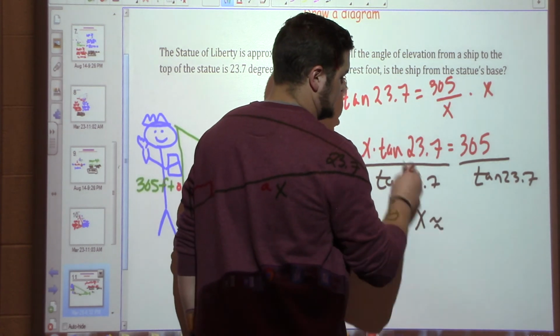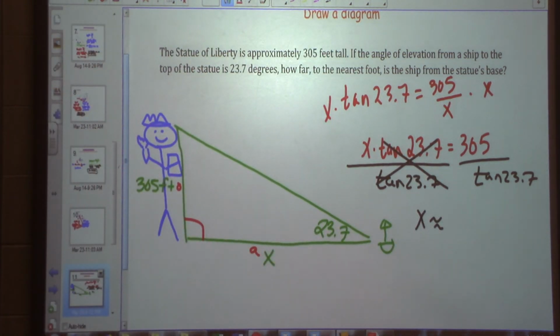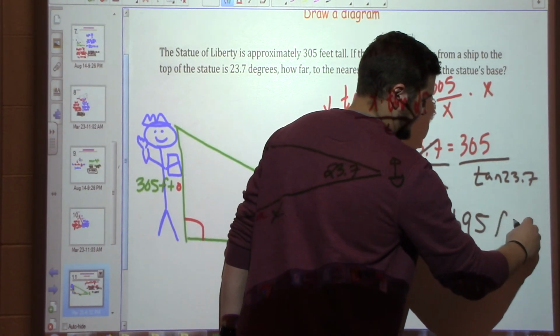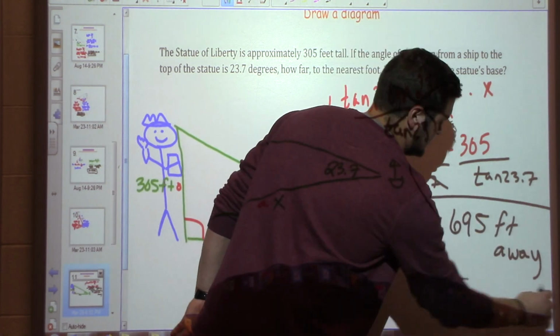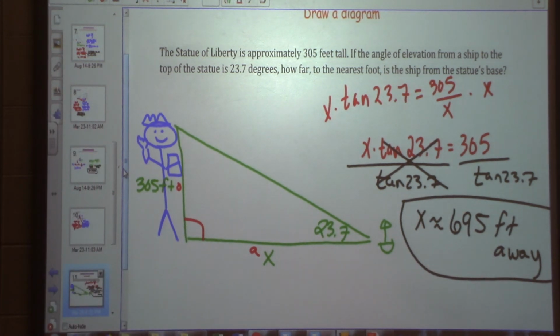X is approximately, right? 305 divided by tangent of 23.7. Remember, we're going to the nearest foot in this problem. Make sure we're reading directions. Nearest foot, 695 feet. Finished already. 695 feet away. Sweet. Any questions on that?